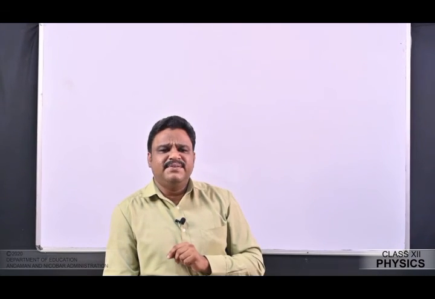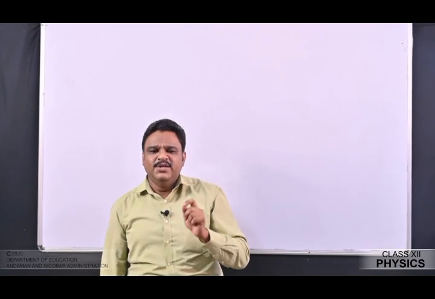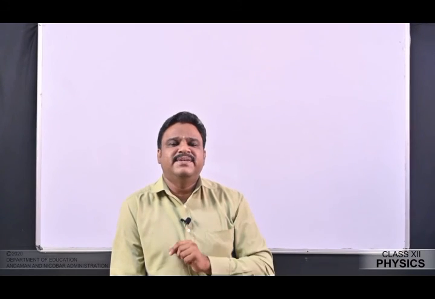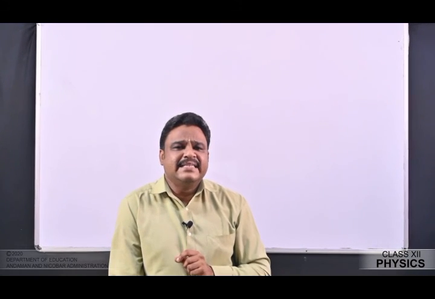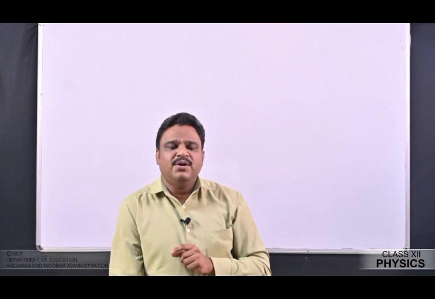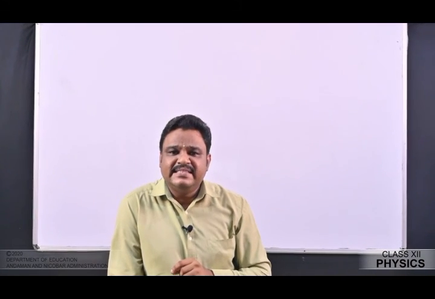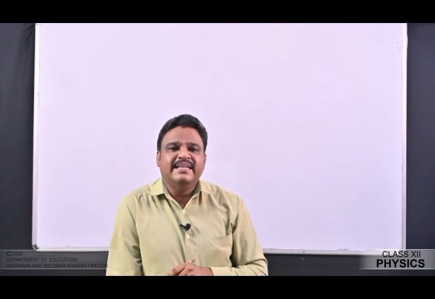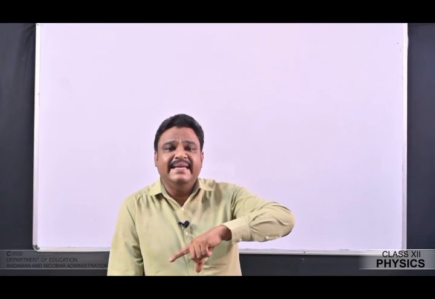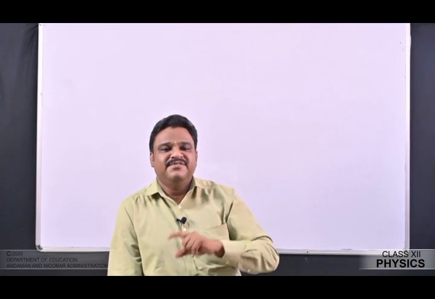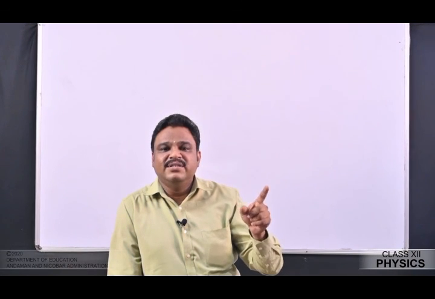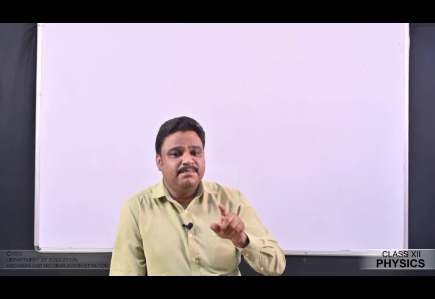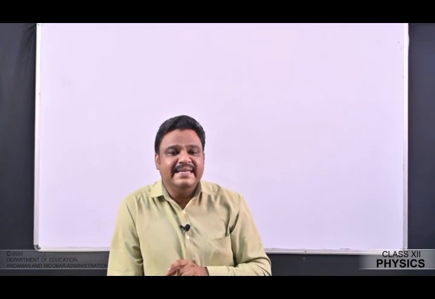The second difference is the direction of the electric and magnetic field. What about the direction of electric field in case of Coulomb's law? The electric field is along the line joining the charge and the observation point. Whereas in Biot-Savart law, the direction of magnetic field is perpendicular to the plane containing the current element and the observation point. Whereas the electric field direction is along the line joining the charge and the observation point, the direction of magnetic field is perpendicular to the plane containing the current element and the observation point.